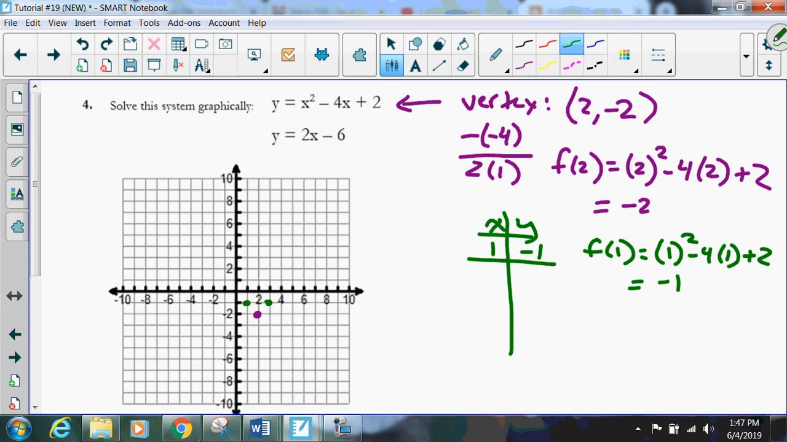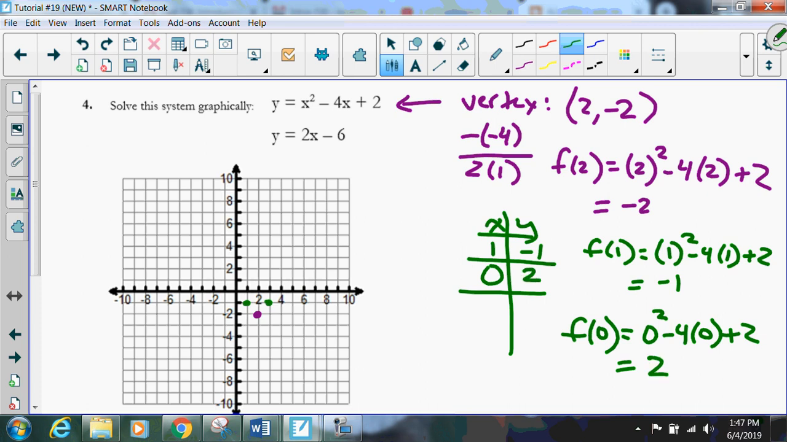Let's do another one. Let's see what happens when x is equal to 0. That's 2 away, right, from the vertex. When I plug in 0 for x, I end up with 0 squared minus 4 times 0 plus 2, which is just a lot of zeros, right? 0 minus 0 plus 2 is 2. So I'm going to go ahead and plot that. When x is 0, y is 2. And when x is 4, y is also 2. And I think that's going to be enough.